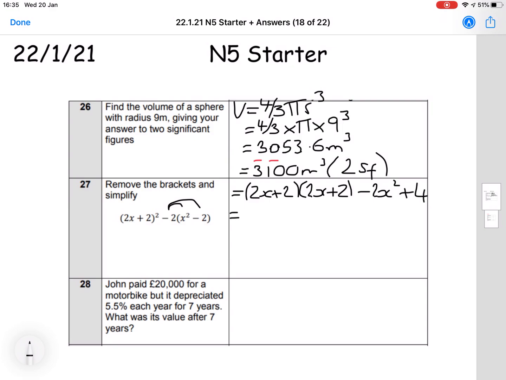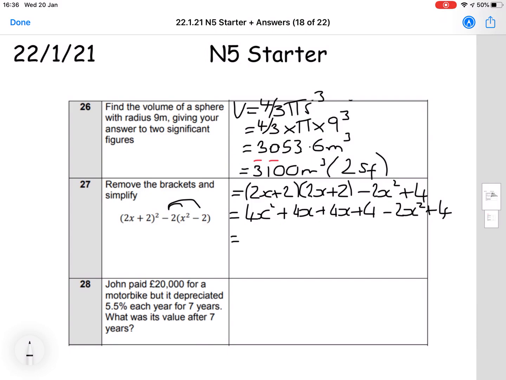So going back to the first two brackets, we're going to remove that with FOIL. So we're going to get 4x squared plus, if we do the inside terms, we've got 4x. The outside terms is another 4x. And then the 2 times the 2 is a 4. And then we have these two terms on the end, so minus 2x squared plus 4.